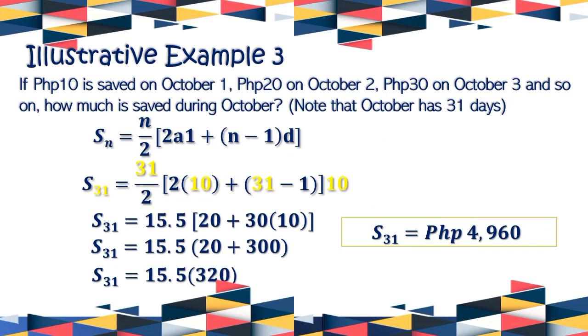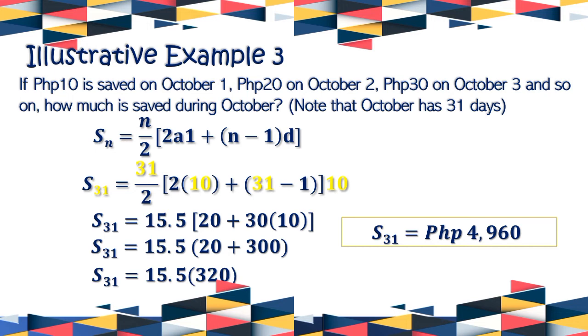Our illustrative example 3, problem is if 10 pesos is saved on October 1 and 20 pesos on October 2, 30 pesos on October 3, and so on, how much is saved during October? So note that October has 31 days. So our example is again an illustration of arithmetic sequence. So what we're going to do is to find the total savings for the month of October.